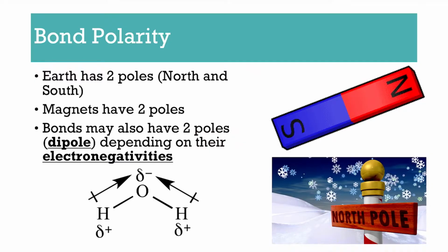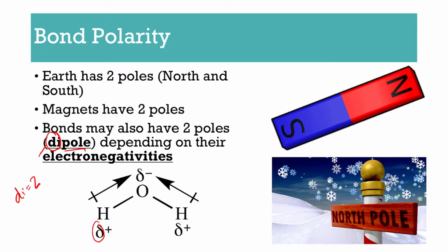So when we talk about bond polarity, even just the word polarity or poles, you might think, oh, well, the North Pole or the South Pole, or magnets have North Poles and South Poles. And if we think about bonds, they also have two poles. But instead of North and South, they have a positive part and a negative part. And so we call that a dipole. So di means two, and pole. So you have two different poles, depending on their electronegativity.